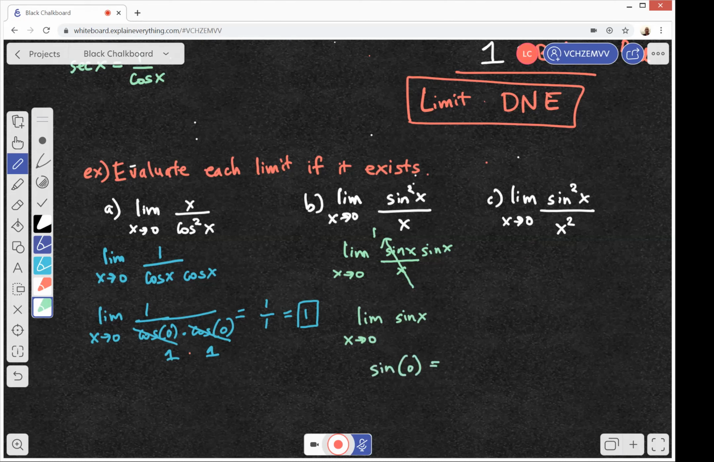Something that I want to point out is you don't write limit anymore. We're not going to write limit because we did plug and chug. So we just have to evaluate sine of 0. Go back to the unit circle.